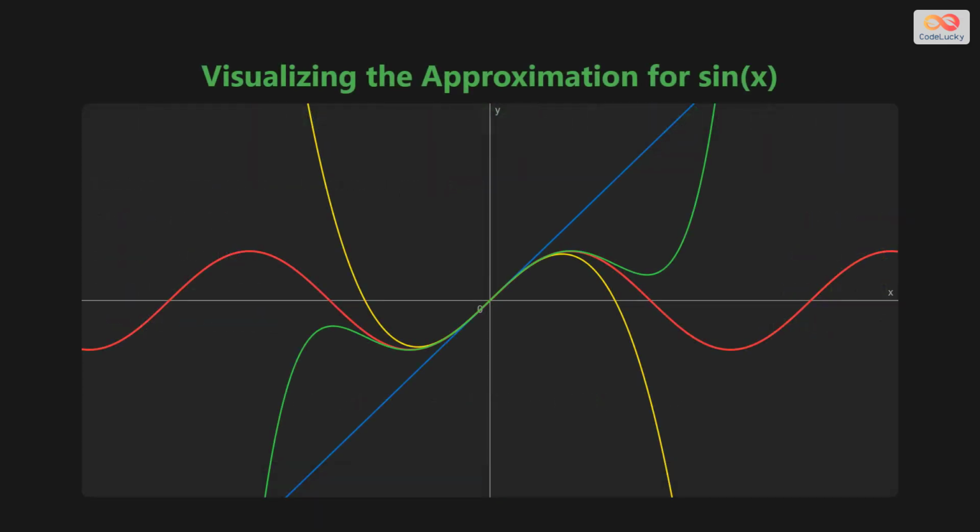Just like before, we can visualize the approximation for sine of x. The red curve is the sine wave. As we add terms from our Maclaurin series, first x, then x minus x cubed over 6, and so on, our polynomial starts to hug the sine curve more and more closely, especially around the origin.